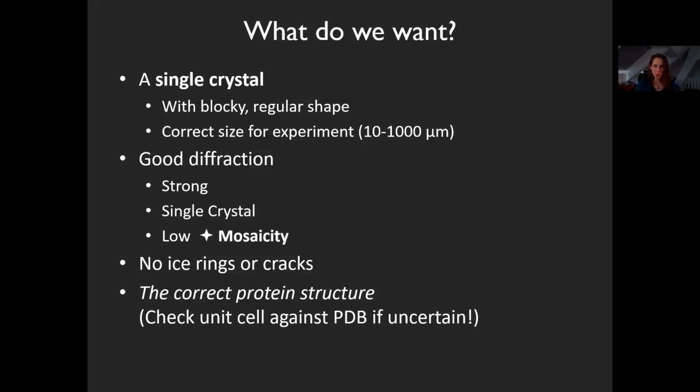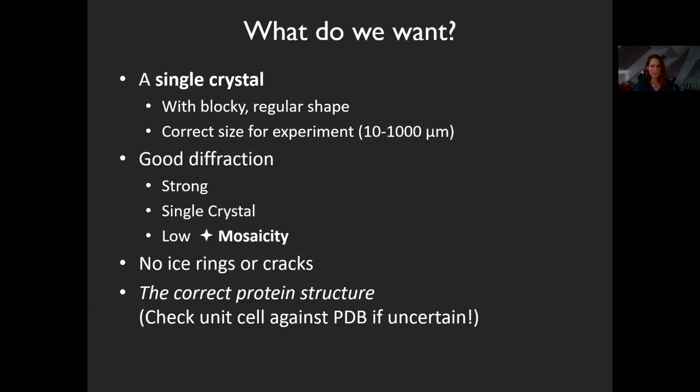or 0.1 millimeters. You want good, strong diffraction, single mosaicity, meaning that your crystal should be as regular as you can possibly have. You don't want ice rings, so you have possibly to use a cryoprotectant if you are measuring at cryogenic temperatures, which is almost every measurement today. You don't want cracks from fishing the thing. And you would also like the correct protein structure.